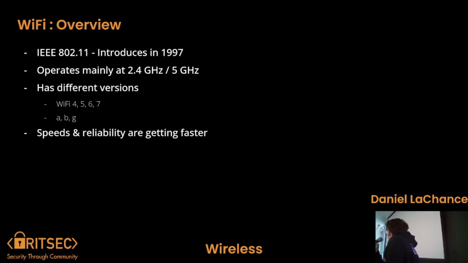So Wi-Fi 802.11. If you know anything about Ethernet, 802.3, it's fairly similar, but this came out in 1997, so well after Ethernet. And it operates mainly at 2.4 gigahertz and 5 gigahertz. There's some stuff on 6 gigahertz, but it's not really used that much, so it's not really worth going into. There's a ton of different versions, Wi-Fi 4, 5, 6, 7, and then ABG, AB, tons of versions for Wi-Fi, and they all have different kinds of encryption schemes and different key standards. So speeds and reliabilities are getting faster.